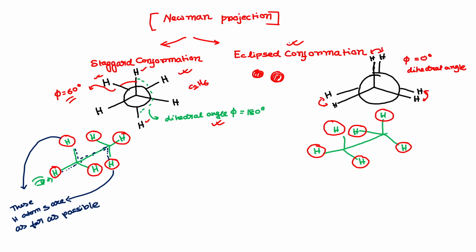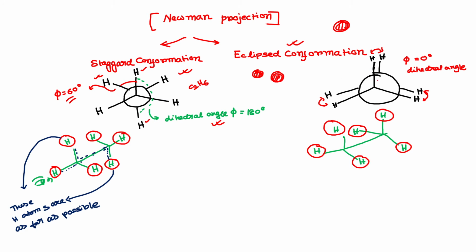Now coming back to the eclipsed conformation. In any eclipse structure, the two things or the two substances are almost merged with each other. So that is called eclipsed. That is what happens in a solar eclipse.